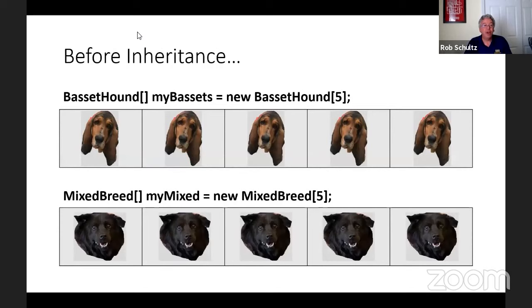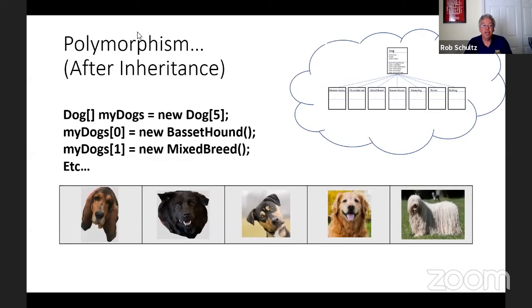In the past, we could create a basset hound array called myBassets, and the only thing I could put into that array is basset hounds. Or we could create a mixed breed array called myMixed, and the only thing we could put in the mixed breed array is mixed breed dogs. So we've been a little limited at that point. But now that we know that both basset hounds and mixed breeds and all of our other 340 plus breeds of dogs are an extension of the dog class, I can create an array of dogs. And anything that we talked about up here that would be an extension of the dog class is fair game to go into the dog array, because a Siberian Husky is a dog.